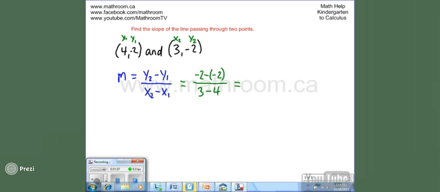Now we find the answer for the top. -2 minus minus. If we subtract a negative, that turns into a positive. So -2 plus 2 is 0. And 3 minus 4 in the denominator is -1. 0 divided by -1 is 0. So the slope of the line between these two points is 0, which means that it is a horizontal line.